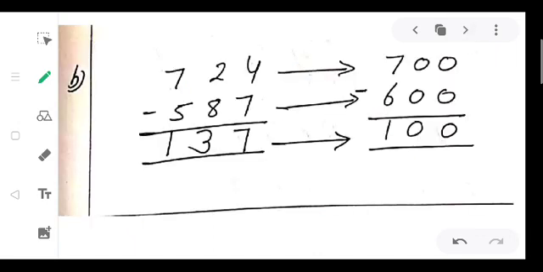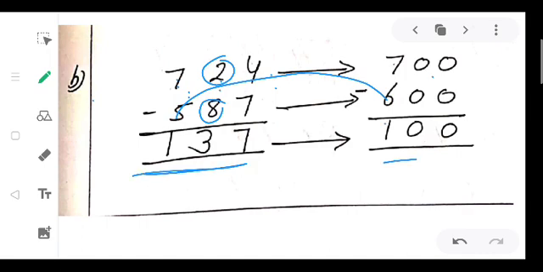So here it is done. Here you can do it in this way also. Firstly, round off 724. Check it with the tens place digit. It will round off to 700 because it is less than 5. The other number, the tens digit is greater than 5, that's why it will round off to 600. Find their difference: 100. The actual real difference is 137.